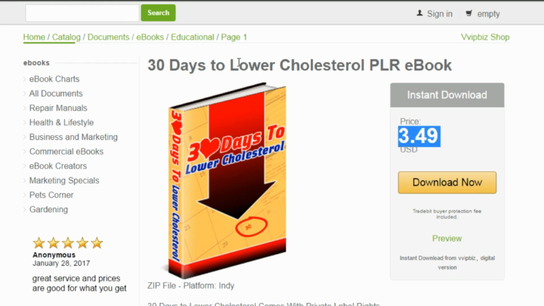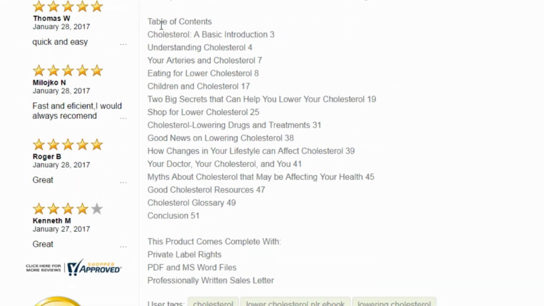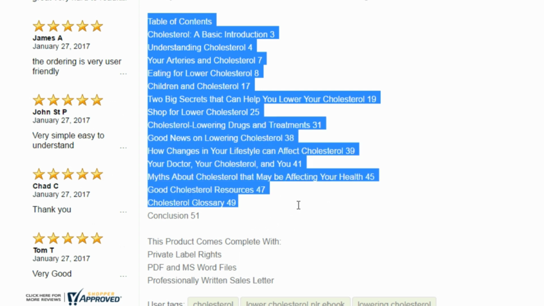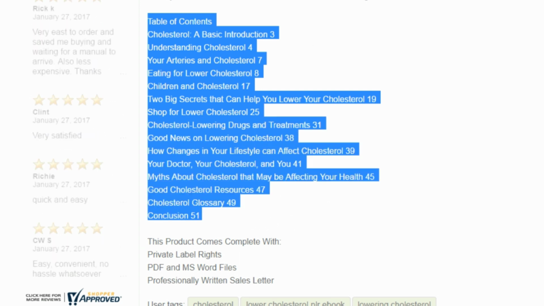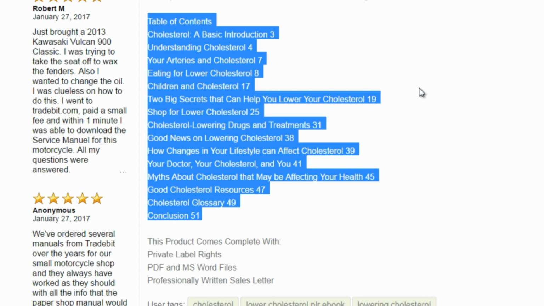And you can see that this is $3.49. It's 30 days to lower cholesterol, PLR ebook. And you want to make sure that you see what's inside the ebook. Now, I can't say for everything. Some ebooks are created with tons and tons of high quality, and some are created and they're not really good quality. So you really have to pick and choose.